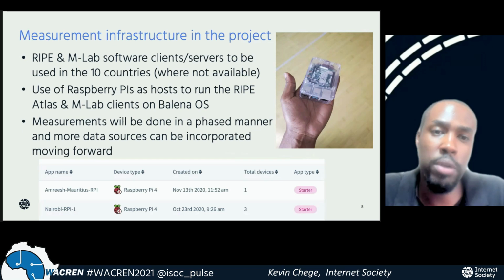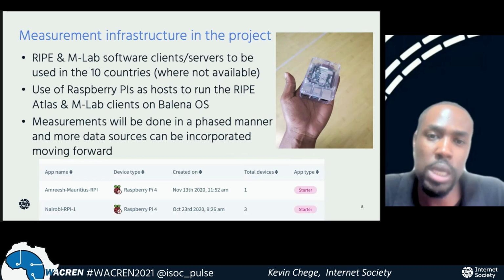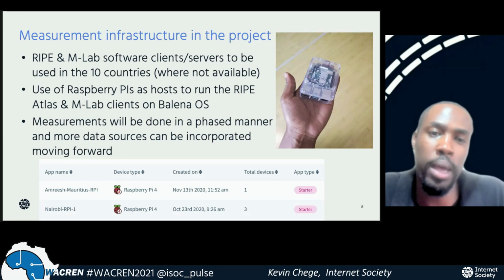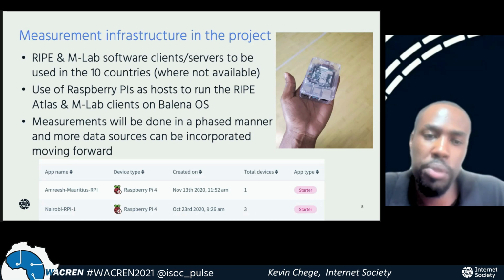So a quick mention of the type of devices we're using for this. We're going to use software probes. We've installed a number of them, 21 of them so far. They are simple Raspberry Pi 4s that are running Balena OS, which is a cloud OS. And we've installed the MLab software client for now, but we are looking at how to integrate the RIPE client as well. We want to start with a couple of measurements.